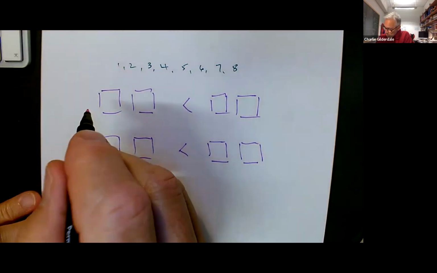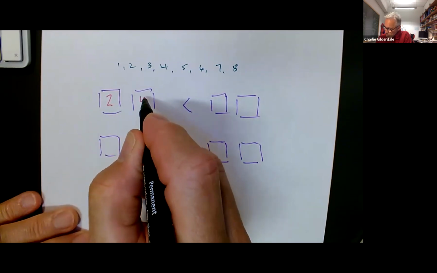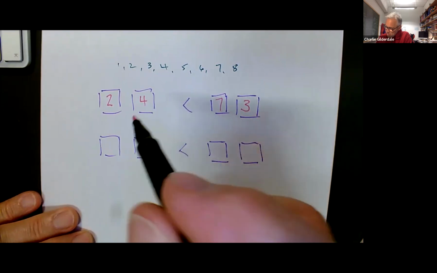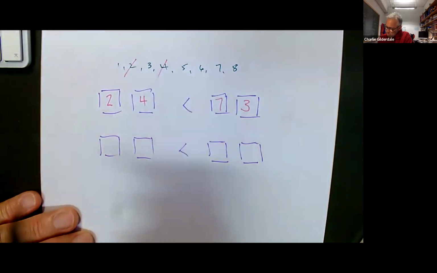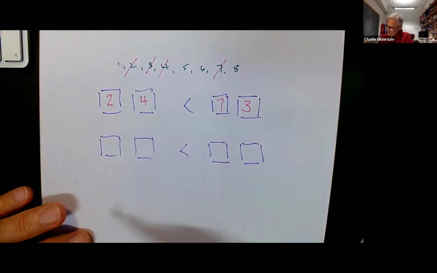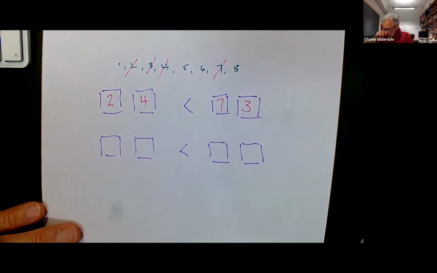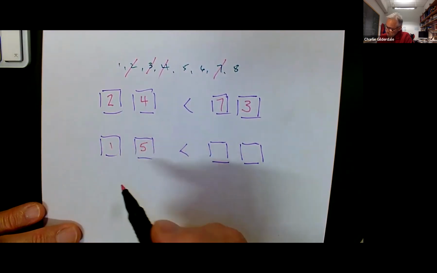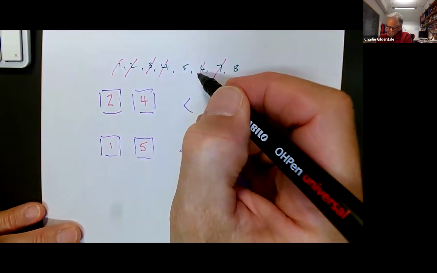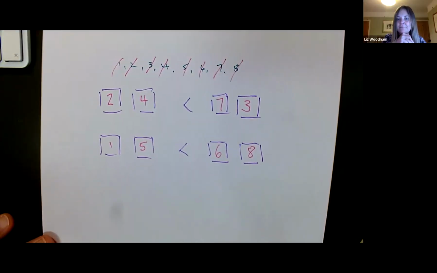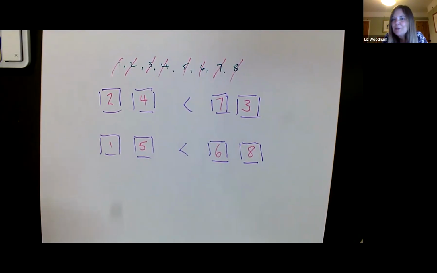I think I can write 24 is smaller than 73, for example. I'm going to go crossing out the numbers that I've used, so I make sure that I use all 8. And then I can say that 15 is less than 68. Great. Thanks, Charlie. I think we'd all agree that those 2 number sentences, those 2 inequalities, are correct.